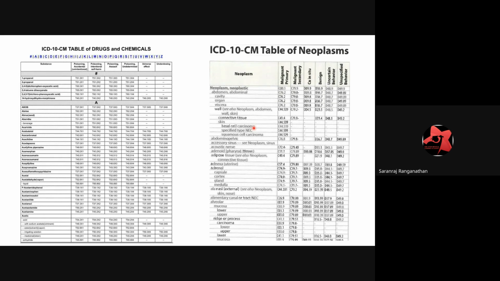Then coming to the next one, that is the second section. What we have been seeing so far is the index and tabular list, conventions, code guide, and general coding guidelines.